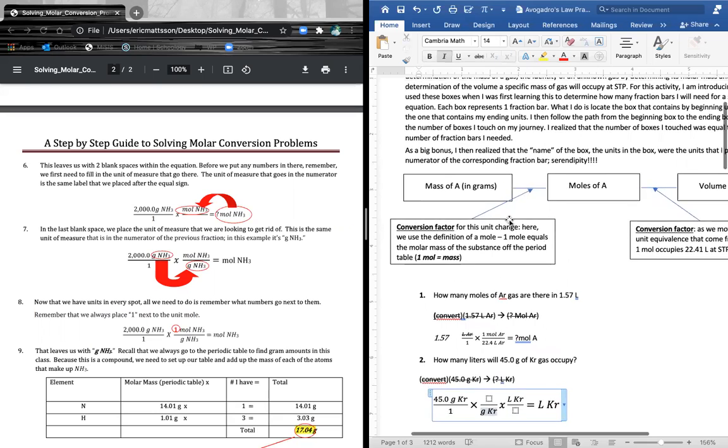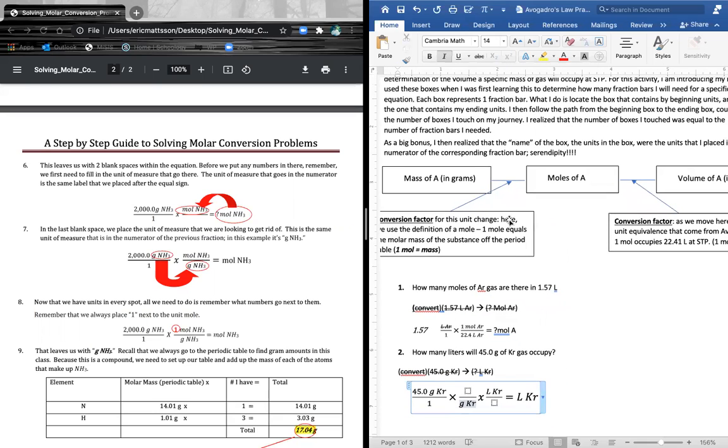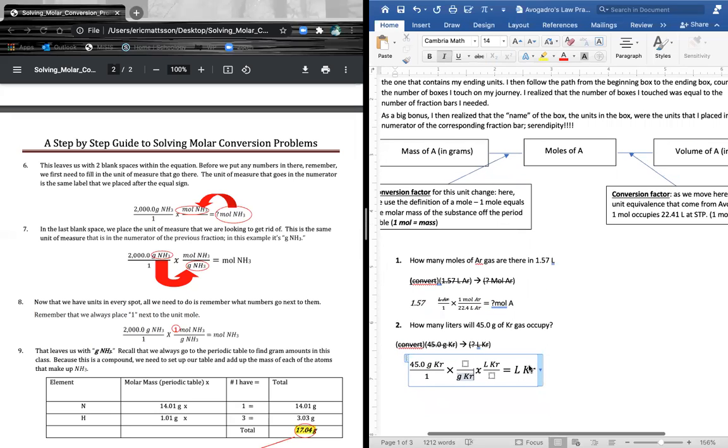This is where this second part of my diagram ended up helping me. So this is where I found that this is a bonus. So as a big bonus, I then realized that the name of the box, the units in the box, were the units that I placed in the numerator. So here I'm missing, I don't know what goes into this spot. I didn't know what I was converting grams into. If I couldn't convert it directly into liters, I didn't know what I was supposed to put here.